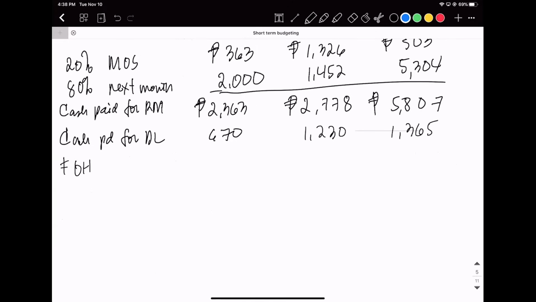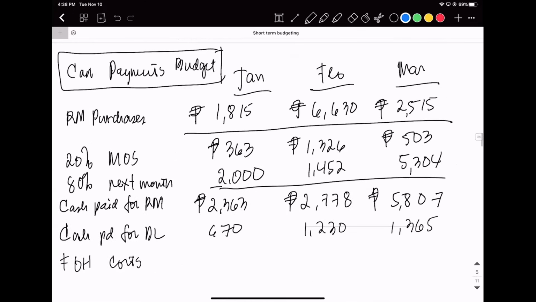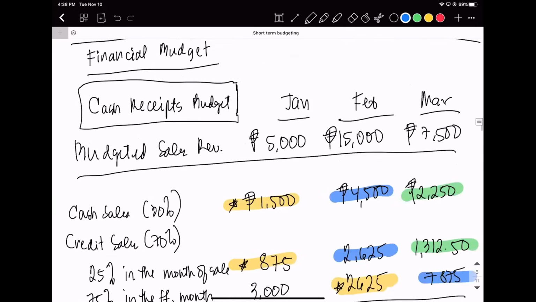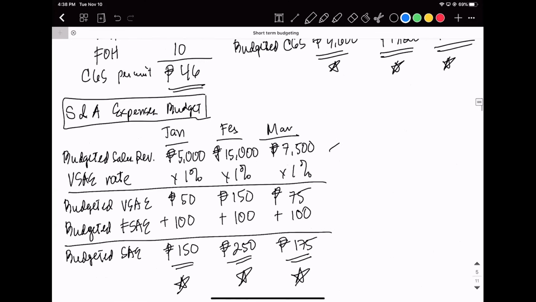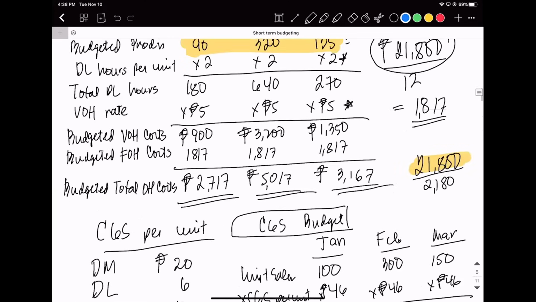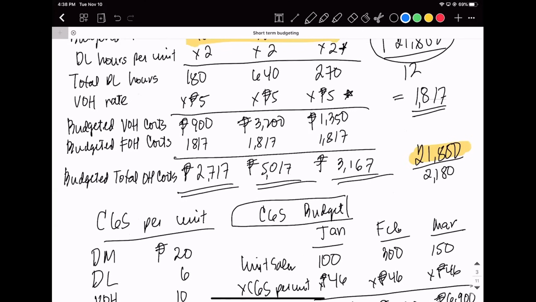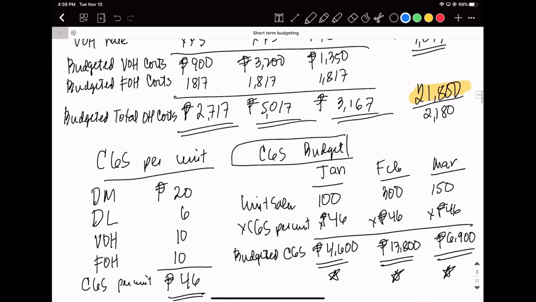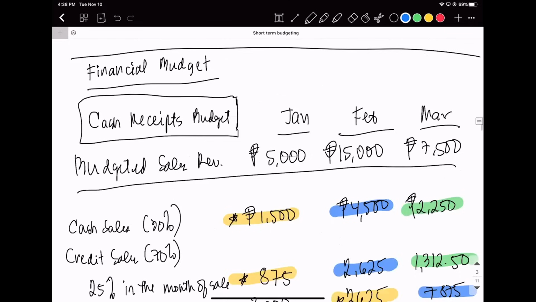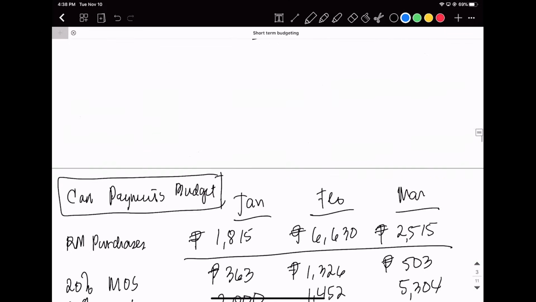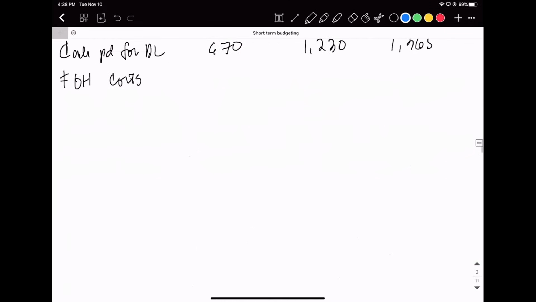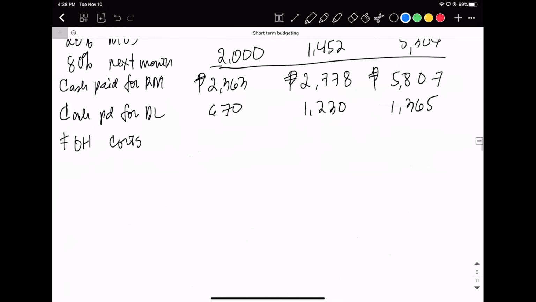Factory overhead cost. So, factory overhead, sabi paid as incurred, di ba? So, magkano ba yung factory overhead cost natin? Saan yung kanina? Yung total. Babalikan mo talaga. Factory overhead cost. Ayan. So, 2717, 5017, 3167.